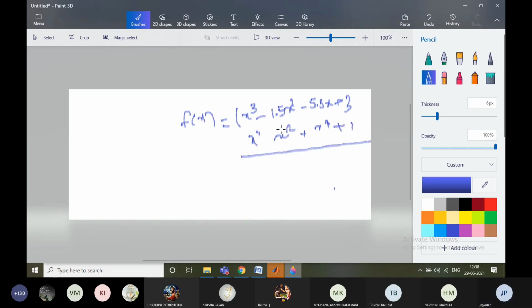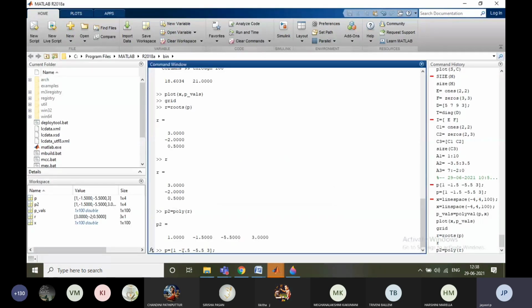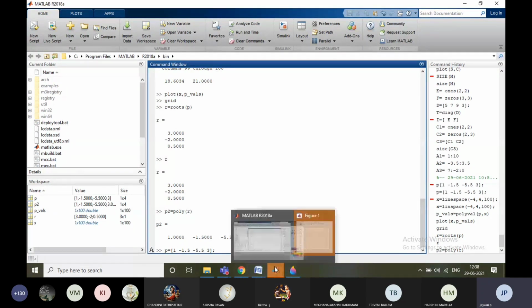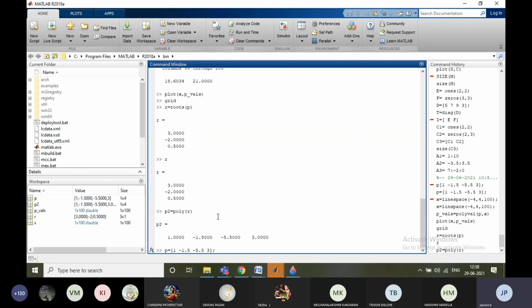So now we will take only equations. 1, minus 1.5, so here also we need to consider minus 1.5 and minus 5.5, 3. So we will create a vector like this: 1, minus 1.5, space, minus 5.5, space, 3. So this will be considered the expression like this. We know the expression, but MATLAB will deal with the polynomial expression in this way. Is there any doubt?